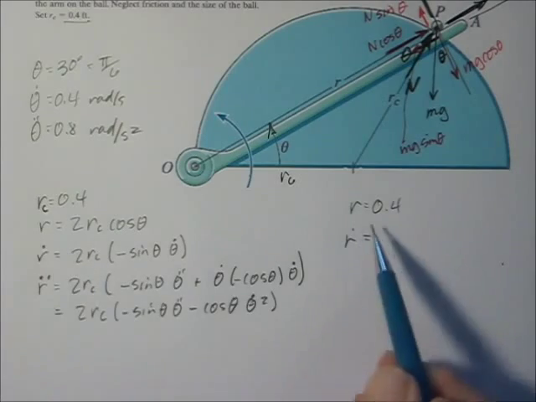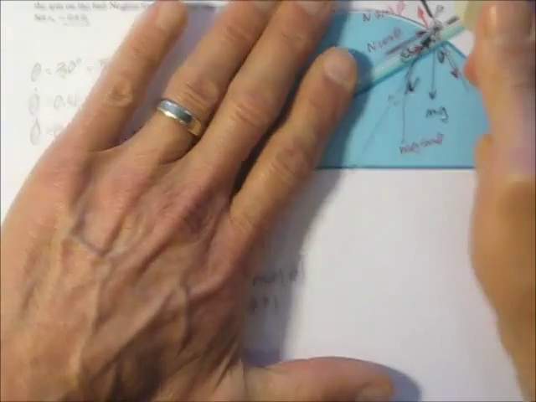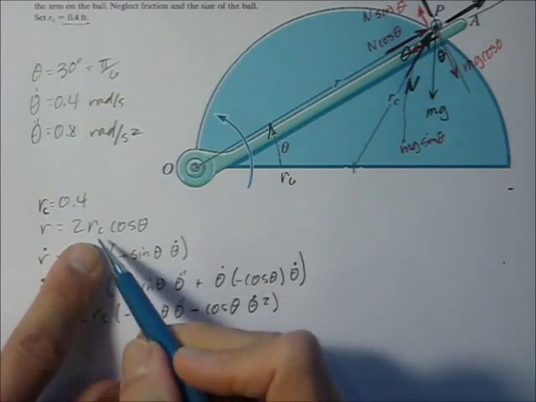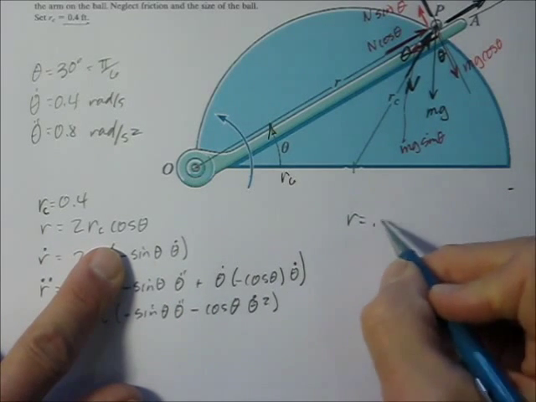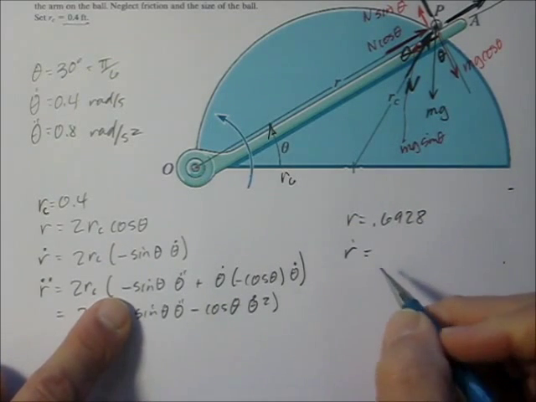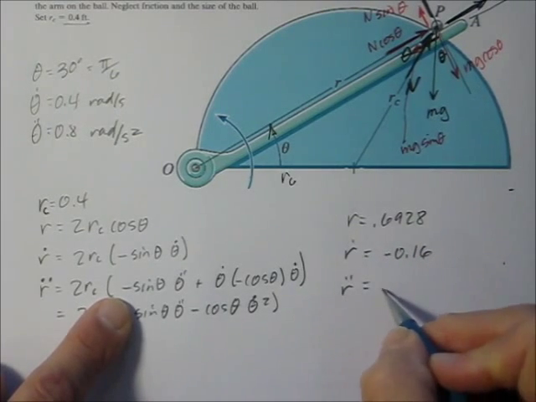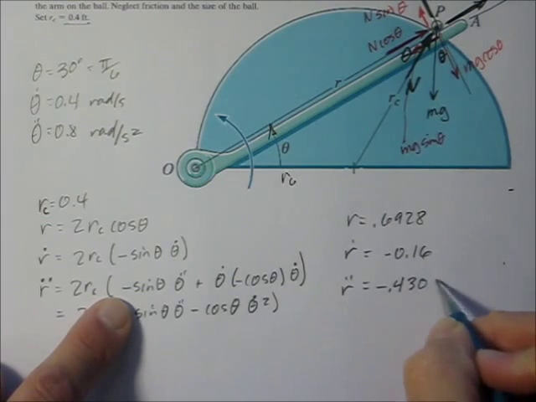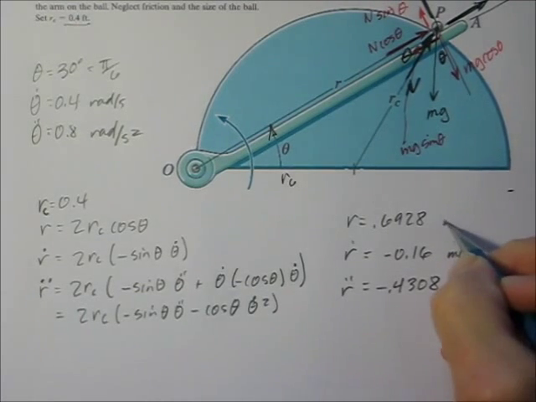And then R is not going to be 0.4. What did I calculate that as? 2 times 0.4 times cosine of theta. R is equal to 0.6928. And R dot is equal to negative 0.16. R double dot is equal to negative 0.4308. That would be meters per second squared, meters per second, and in meters.